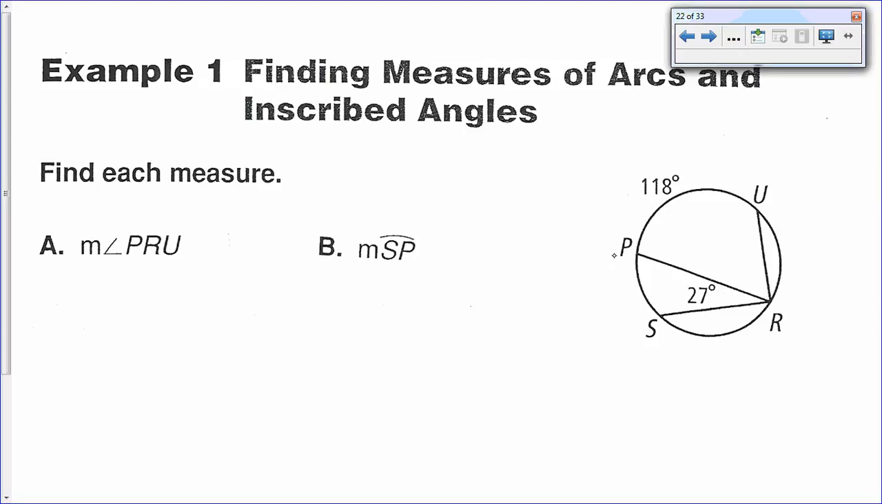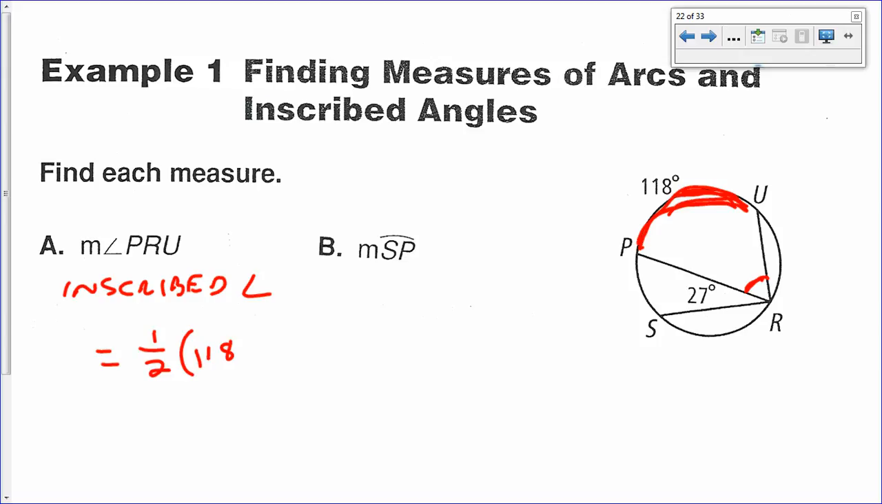Angle PRU. PRU, that's this angle right here. That is an inscribed angle. Write this down. That is an inscribed angle. Inscribed angles are half of the intercepted arcs. I did a little bit too much here. I just want this angle here. PRU, okay? This angle is half of its intercepted arc. Here is my intercepted arc. It is 118. So it's going to equal 1/2 of 118, and that is going to be 59 degrees. And that's it.